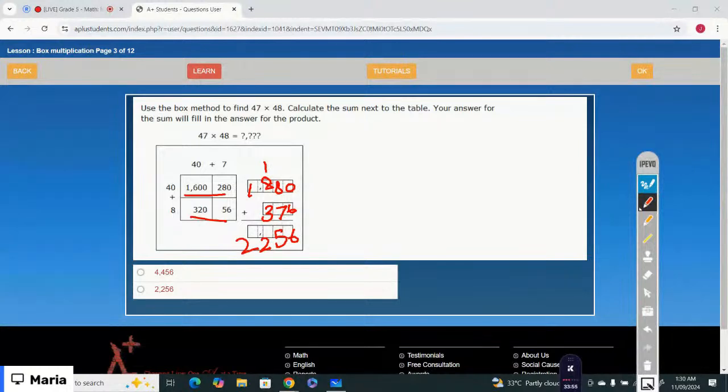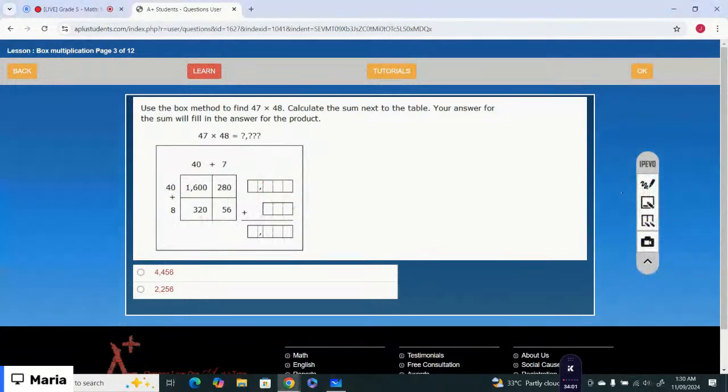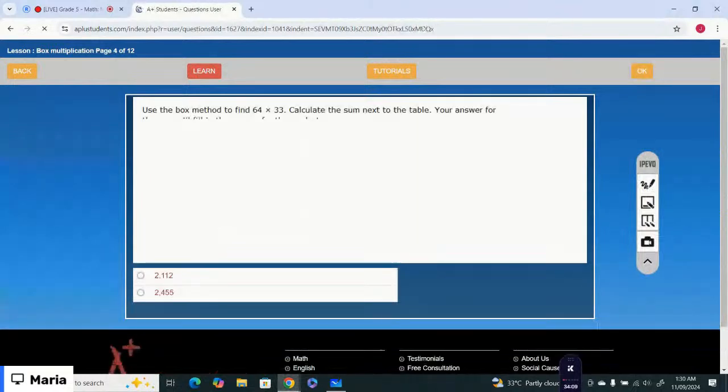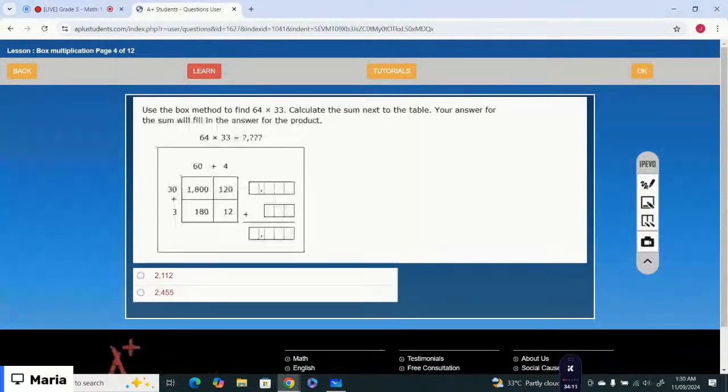Option number 2 is the correct option. That is 2256. The next one is 64 times 33. So which is the correct option?